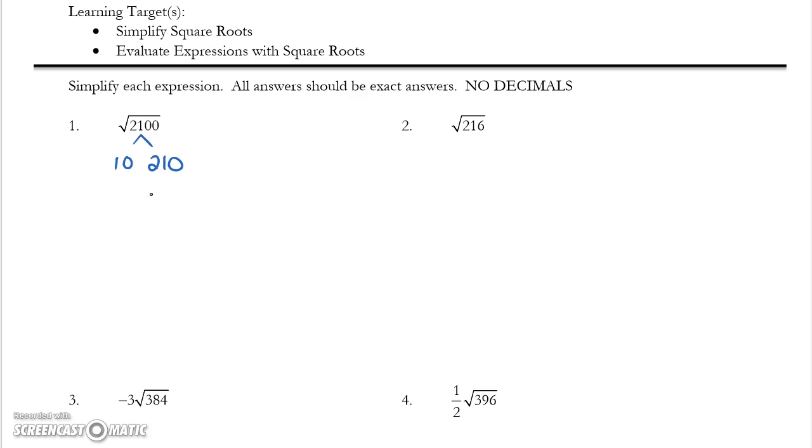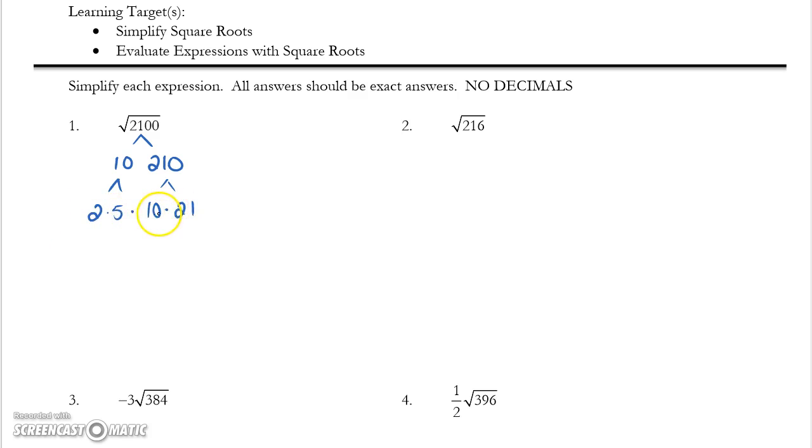Now I have to check if either one of these are prime. In fact, these two are obviously not prime. So 10 becomes 2 times 5. It does not matter what order I write that in. 210, I look at, and again it ends in a 0, so I know 10 goes into it. 210 divided by 10 is 21.